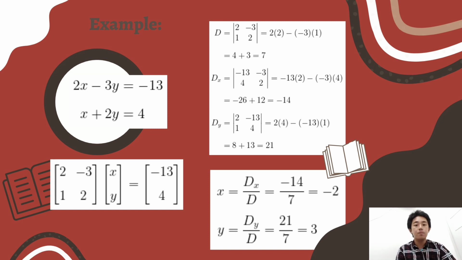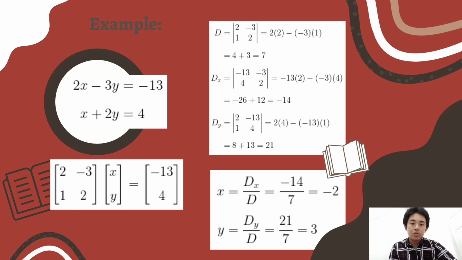What we're going to do is make it into a matrix. First, we get the numbers: 2x gives us 2, negative 3y gives us negative 3, x gives us 1, and 2y gives us 2. So the first bracket, or the matrix, is 2, negative 3, 1, and 2. And there's also x and y, so we put them in a bracket as x and y, equals negative 13 and 4.